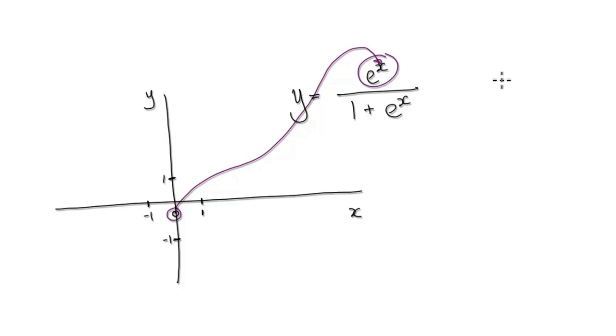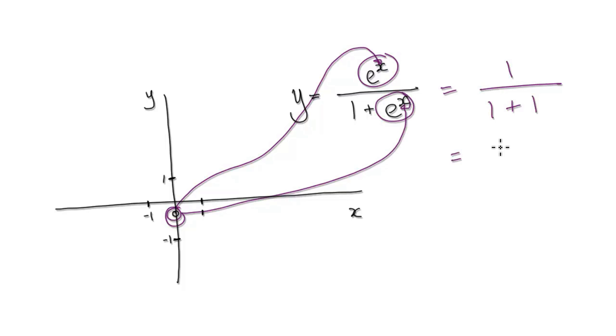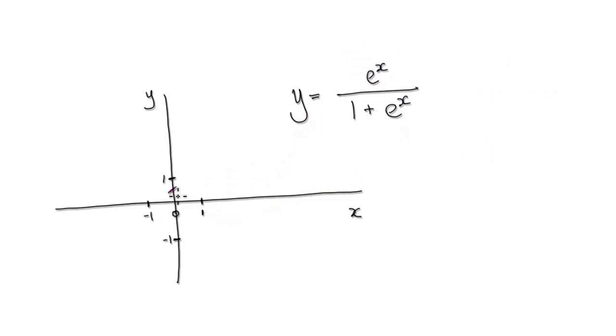So e to the power of 0 is 1, and then you've got plus, and then put 0 into here. E to the power of 0 is 1, so really it jumps to a half. So when x is 0, it will jump to a half. So you know it's going to cross here.